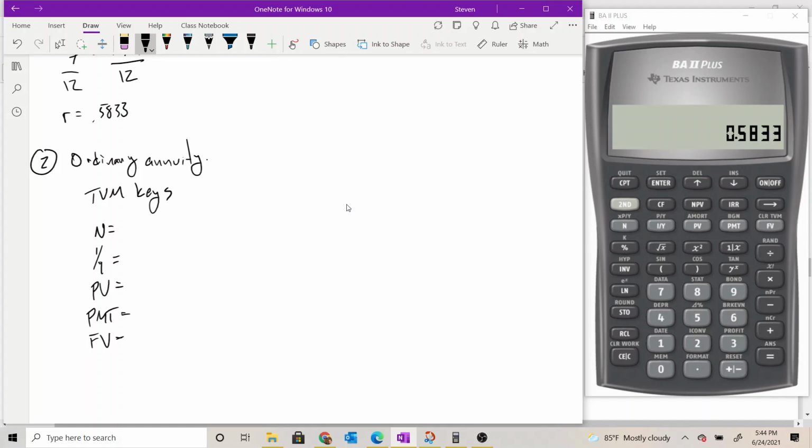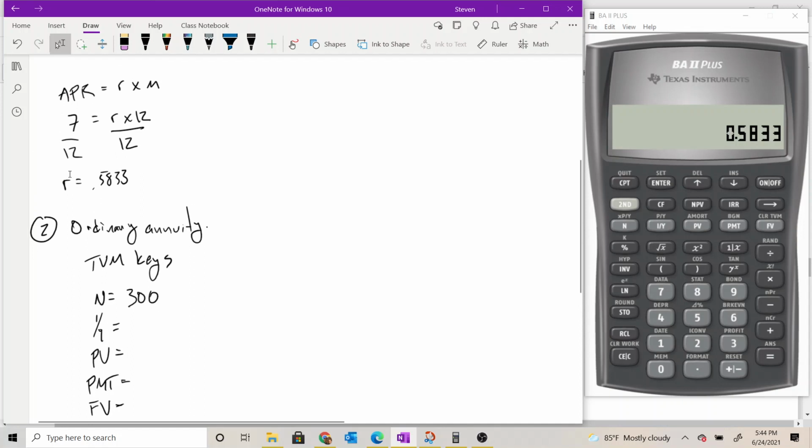All right, N is the total number of payments on this one, and that is 300. We have 300 payments remaining. I/Y is the interest rate. In this case, since 300 is in months, it is the monthly effective interest rate we want to put on there. And we've already found 0.5833, but we want to be really careful here.